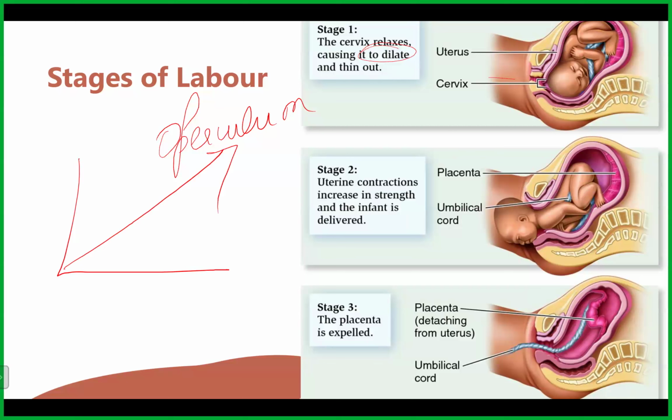I told you stage 2 is divided into 2 now. First, the contractions will be seen. Second, the head will come out and the baby is delivered. So that's how they split it into 4 stages. Then stage 3, the placenta is expelled. After the baby comes out, the umbilical cord and placenta will be simultaneously removed. So these are the stages of labor.